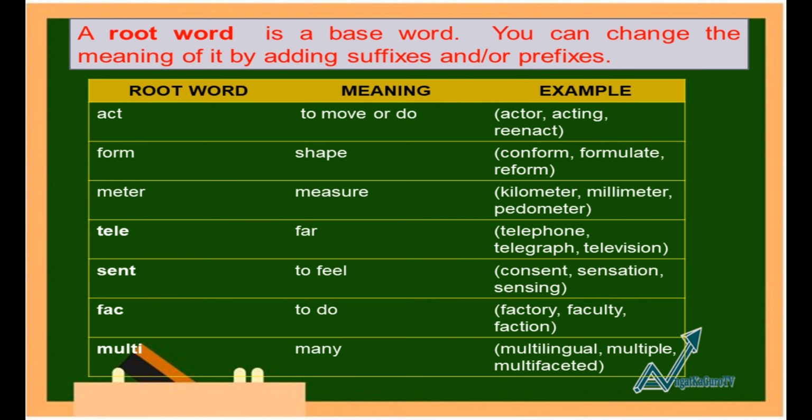Another, tele, means far. Example, telephone, telegraph, and television. Scent, meaning to feel, consent, sensation, and sensing. Fact, meaning to do. Example, factory, faculty, faction. And multi means many. Example, multilingual, multiple, and multifaceted.